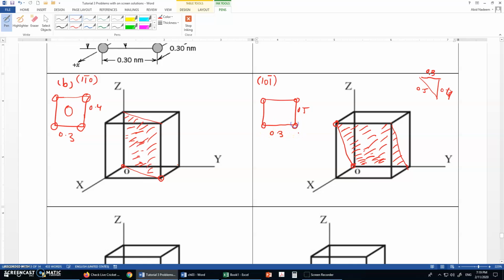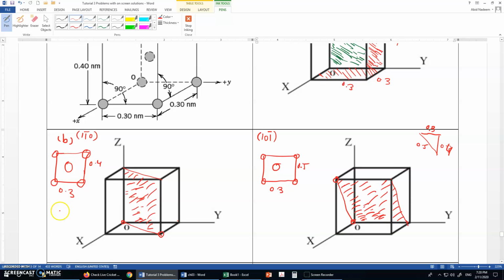one atom here, another atom here, and since this passes through the middle, there will be an atom in the middle as well. But you can see that this plane is now different from the first plane. It's not equivalent. Okay, so let's see another one, the third one.